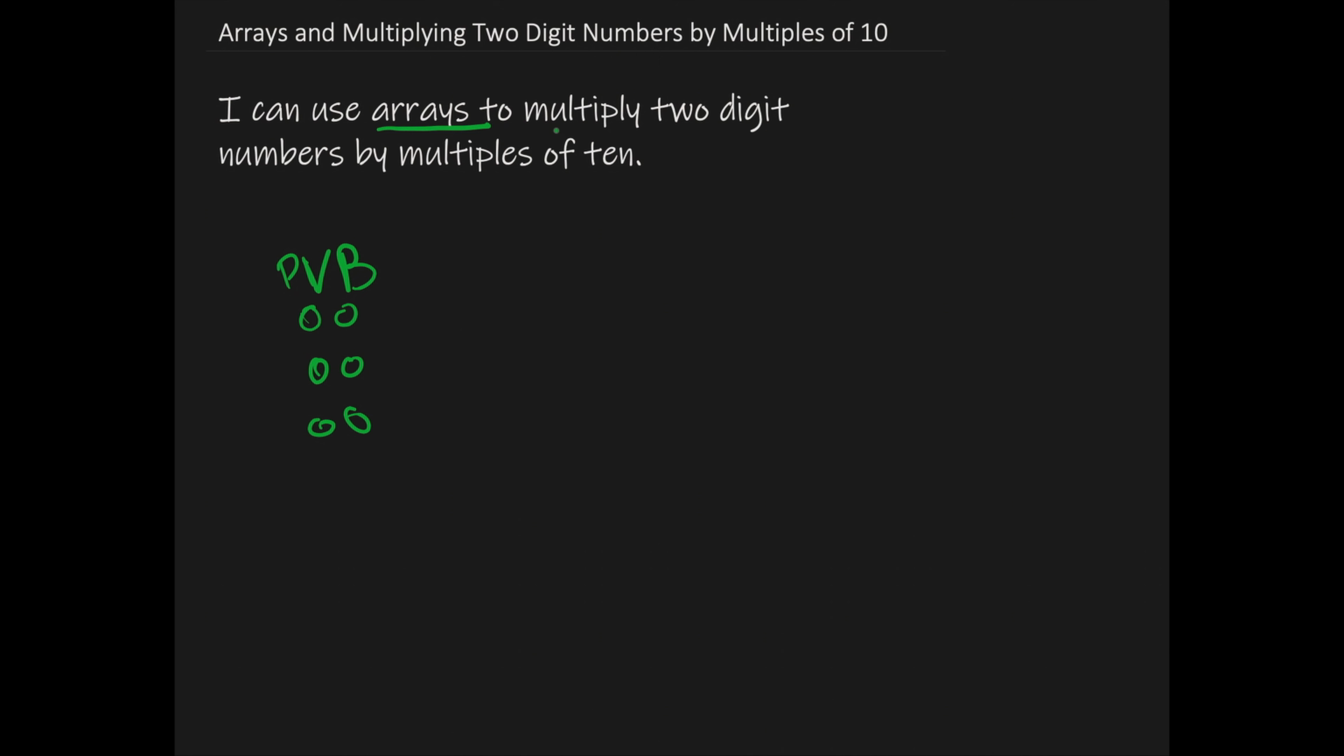And then next we're going to be multiplying two-digit numbers, and two-digit numbers are numbers with 2 digits. That's kind of in the name. By multiples of 10, and you all know what that is. So since there wasn't exactly much to explain, we're going to go ahead and get started.